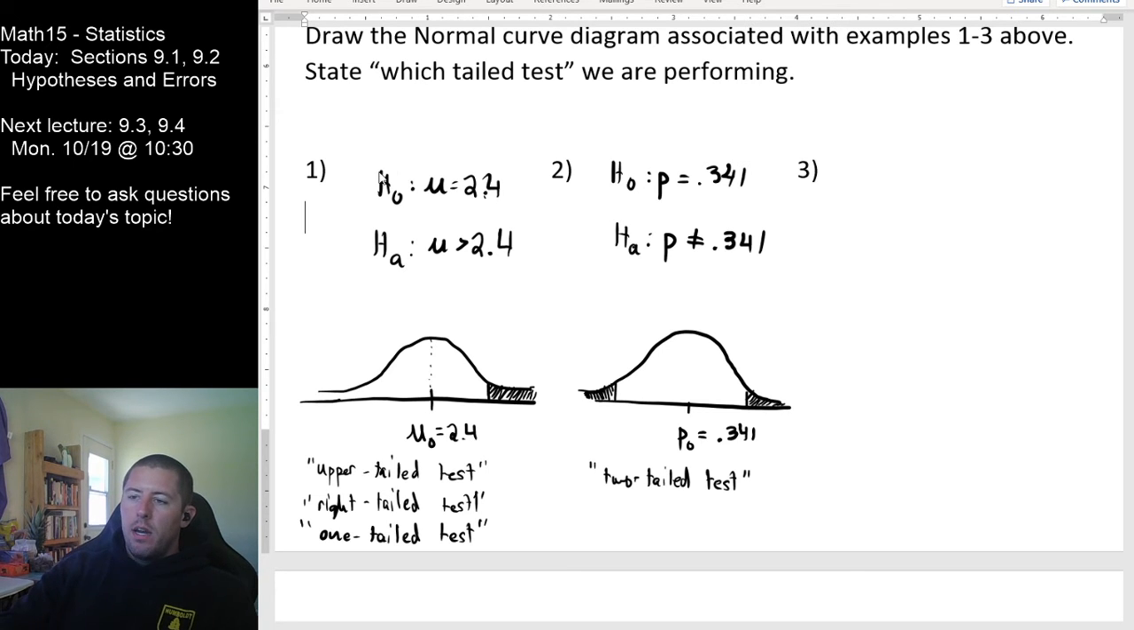In example one, we were really only interested in seeing results that were greater than 2.4 to reject the null hypothesis. Notice in number one, if we saw a very extremely low average down here, right? Even if I got like a 2.0 for my sample statistic, I wouldn't want to reject the null hypothesis because I would then be rejecting it in favor of an alternative hypothesis. And that would be saying that it's greater than 2.4 when I got a result that was maybe 2.0 over here.